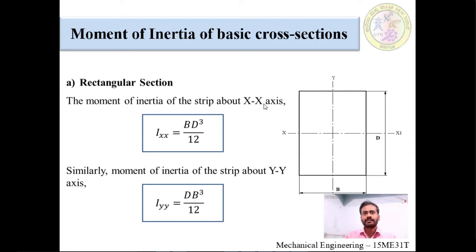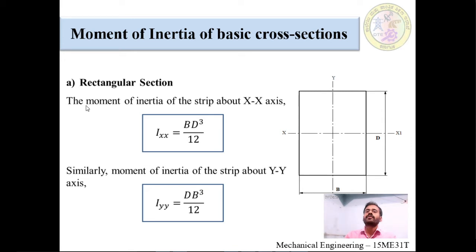First we will discuss the simple section, that is the rectangular section as shown in the figure. The width of the rectangular section is taken as B and the depth is taken as D. And these are the axes xx and yy passing through the center of gravity of this rectangular section.